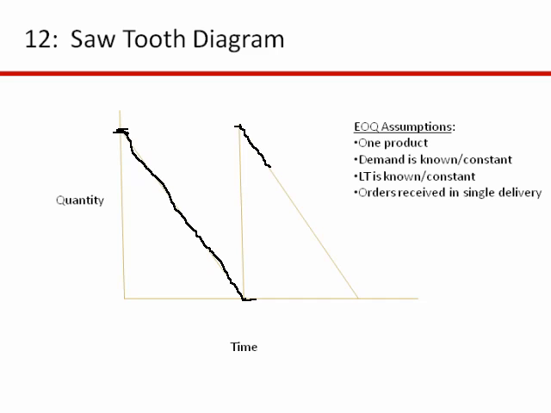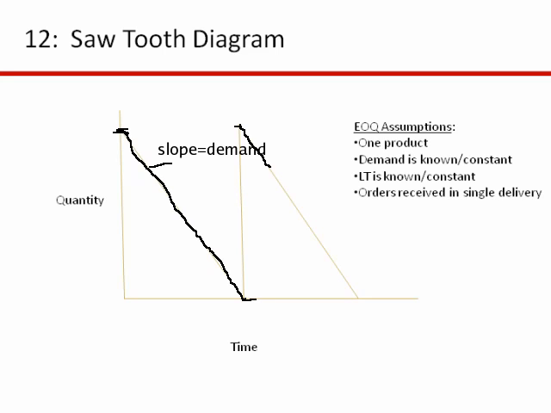So this is what's called a sawtooth diagram. Now, it represents how an order quantity dissipates over time. So the slope of this diagonal line is the demand, all right? So what we're going to do is use the sawtooth diagram to look at how inventory changes over time.